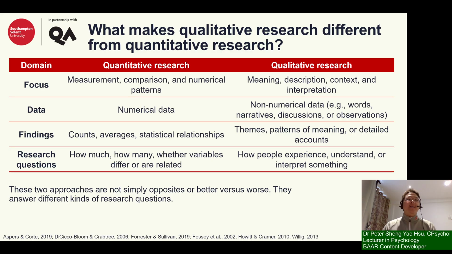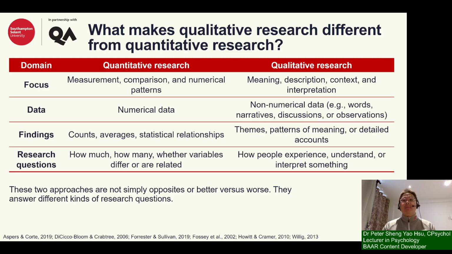Third, look at the findings row. Quantitative findings often include counts, averages, percentages, correlations, or statistical relationships. Qualitative findings often include themes, patterns, or detailed accounts. For example, a quantitative study might report that 62% of mature students experience high levels of stress during assessment periods.